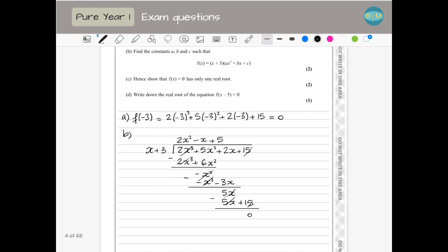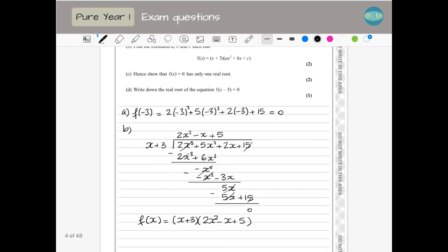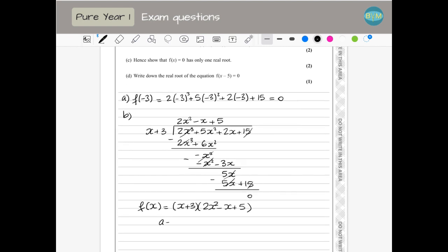That means that I can write my function, my f(x), as x plus 3 times this quadratic that I have as a result when I divide. So this is the expression that I needed to find. And they asked me to find the constants a, b, and c. I know it's clear which one is a, b, and c, but I would write it anyway. So a is 2, b is minus 1, and c is 5. Always write a line, it takes 2 seconds.